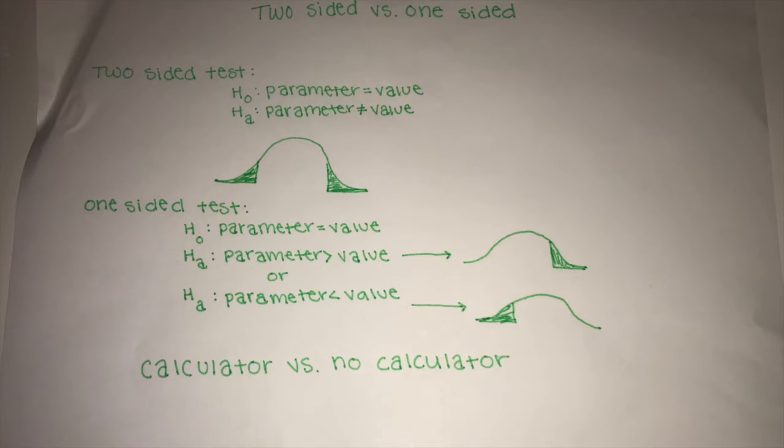And a one-sided test is when the null hypothesis is parameter equals value and the alternative hypothesis is parameter is greater than value or parameter is less than value. And so it essentially changes the way that you would calculate the probabilities. And so calculator versus no calculator is an essential piece to this because two-sided versus one-sided tests are really important in two areas. They're important in the way you state your hypothesis, and they're important in how you solve for the p-value.